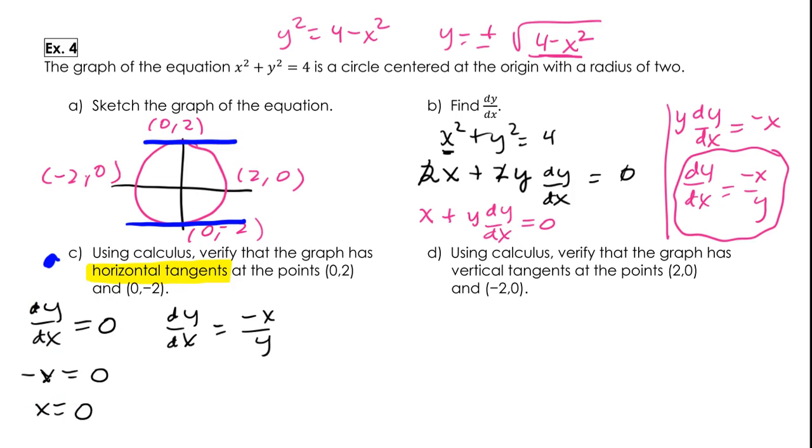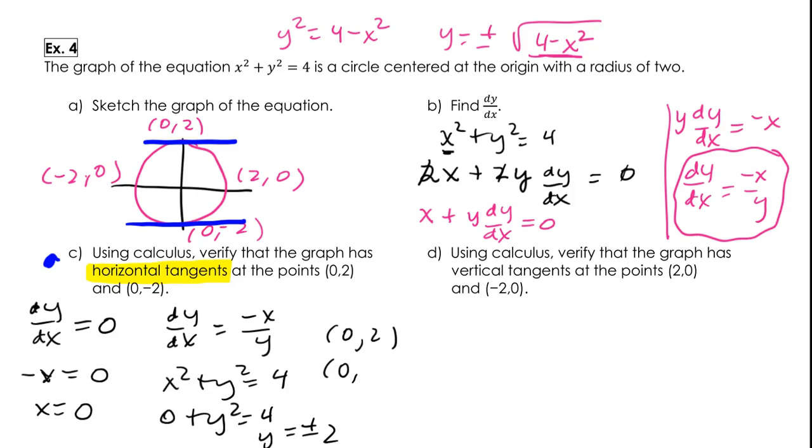But they asked not to verify the x, but the points. So let's go ahead and throw into the equation x squared plus y squared equals 4. Let's replace x with 0. So then y is plus or minus 2. And now we have our ordered pairs at (0, 2) and (0, negative 2). Okay, so we just verified that.